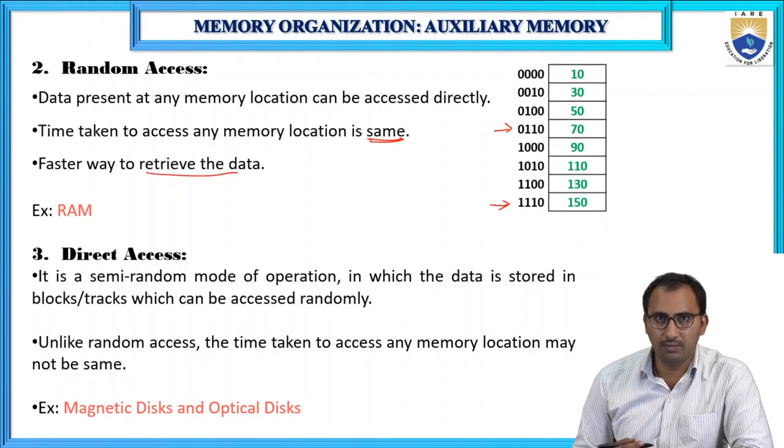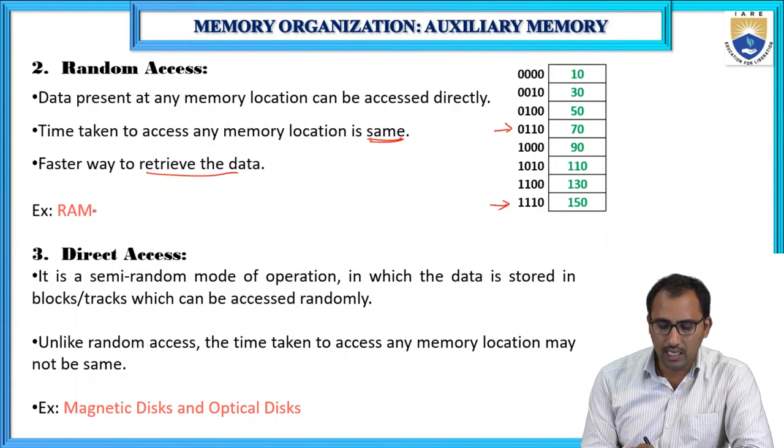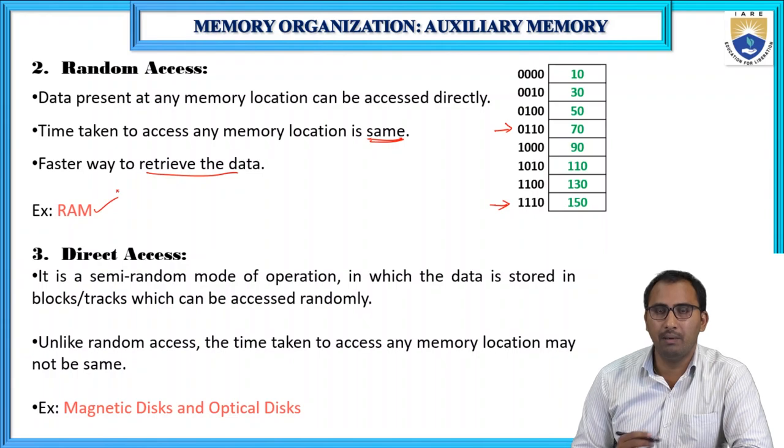Why is it fast? Because we can directly go to the required memory address without going through all the previous memory locations, as in a sequential manner. Okay, and the example of this is RAM, random access memory. So this is the fastest way to retrieve the data.